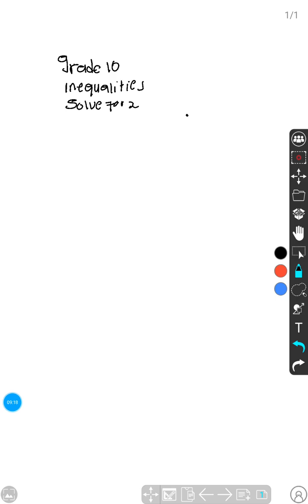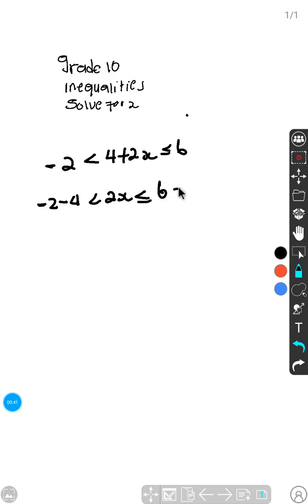Then let's proceed to the next one. The next one we have minus 2 is less than 4 plus 2x, which is less than or equal to 6. Okay, then we're going to take the 4 this side. Minus 2 minus 4 left with 2x. 6 minus 4. Minus 2 minus 4 is going to be minus 6, 2x. 6 minus 4 is going to be 2. Then we divide all of this by 2. Minus 3 is less than x.